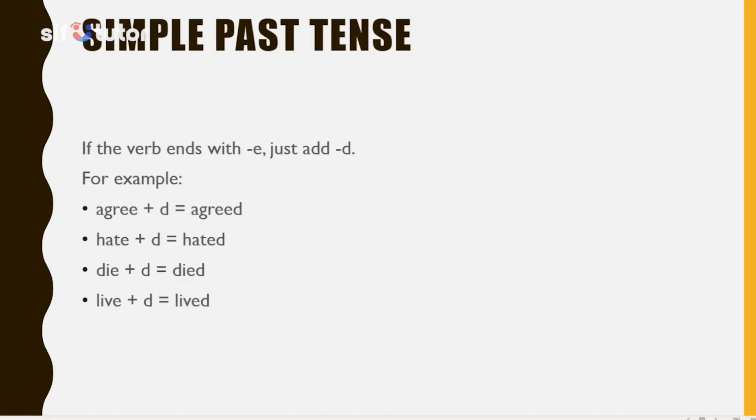So there are some spelling changes. For example, if you have words that end with e, like agree, or hate, or live, or die, you don't have to add an extra e. Since the word already ends with an e, you can simply add a d at the end. For example, agree becomes agreed, hate becomes hated, die becomes died, and live becomes lived. You do not have to add an extra e, and instead you just add one letter, which is d.